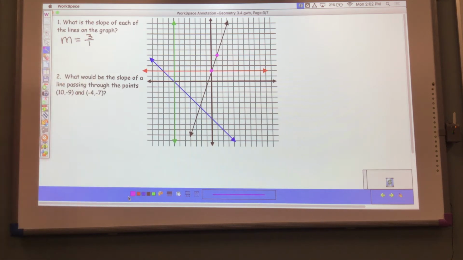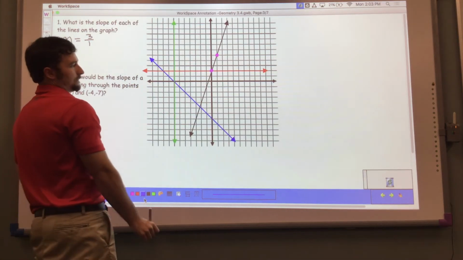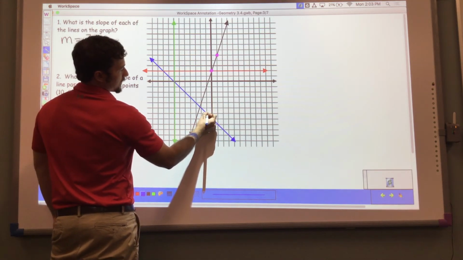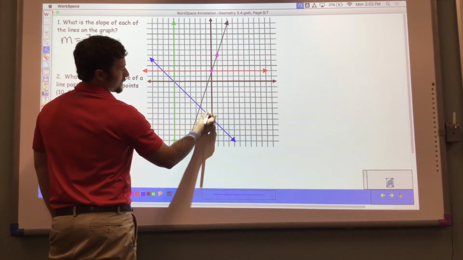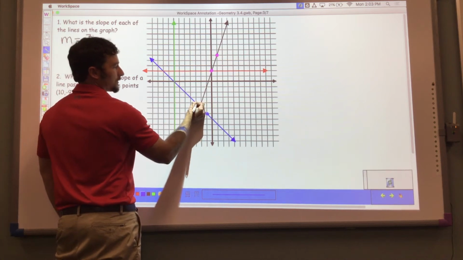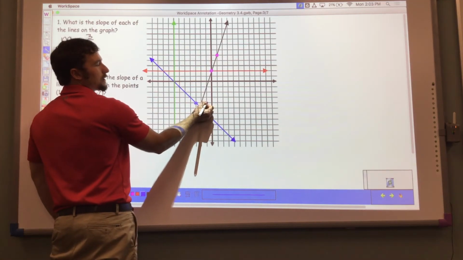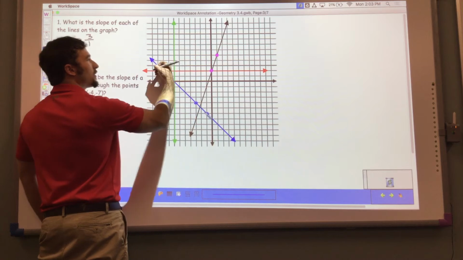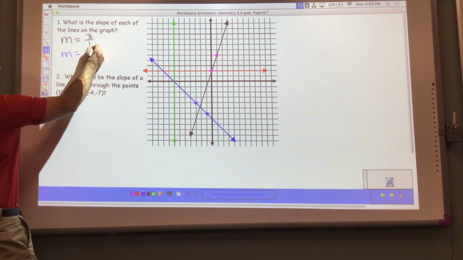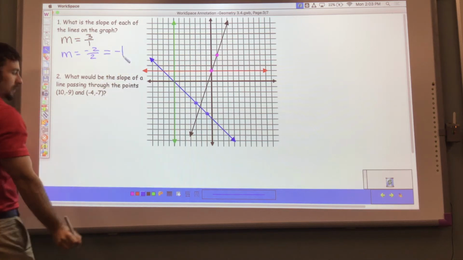All right, now if we look at our blue line, you should notice it's going to be negative. And if we pick 2 points on that blue line, those are pretty close. It's kind of going through all the grid lines. So let's just pick that one there. Here we're going up 2, but now instead of going to the right, we're going to the left. So when we're going the other way, we have a negative slope, so we need a negative over here. So negative 2 over 2, which reduces then to negative 1.